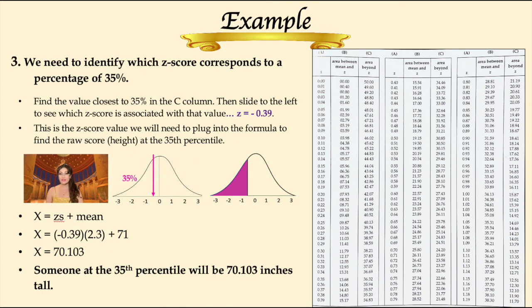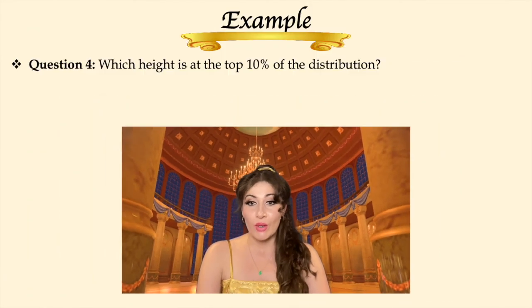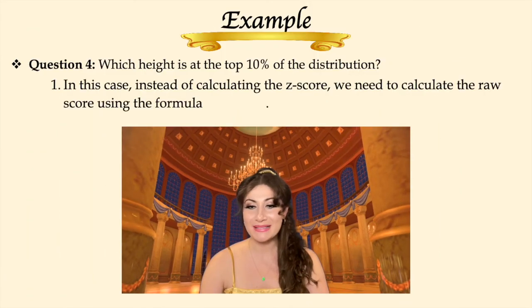So once we solve for the formula, we can see that the raw score that corresponds to the 35th percentile of our distribution is 70.103 inches, or 70.10 inches. All right, moving on to question number 4. Which height is at the top 10% of the distribution?